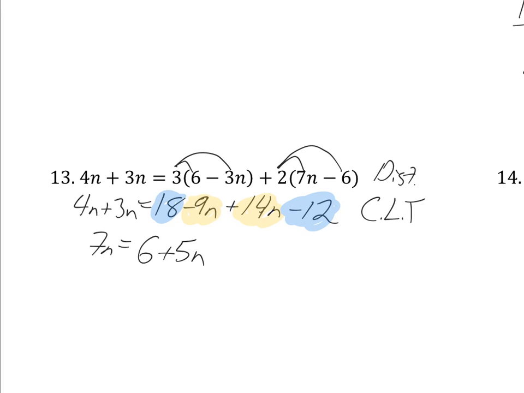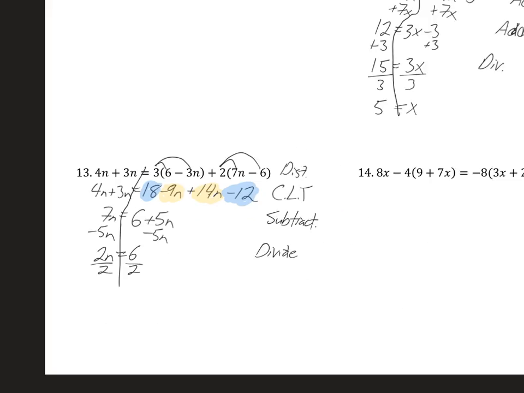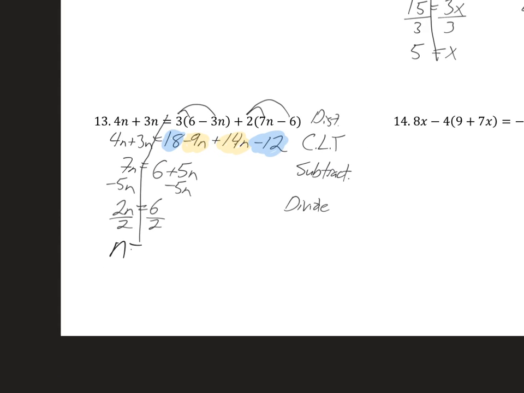Okay, now we are going to do what? What do we want to do? Well, looking at this, I want to get all the n's on the same side. So I'm going to subtract, so minus 5n minus 5n. So now I have 2n equals 6, okay? And the final part is we are going to divide. So divide by 2, divide by 2. So that tells me that I'm going to have n equals 3.